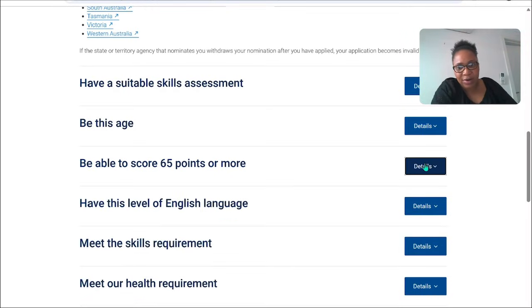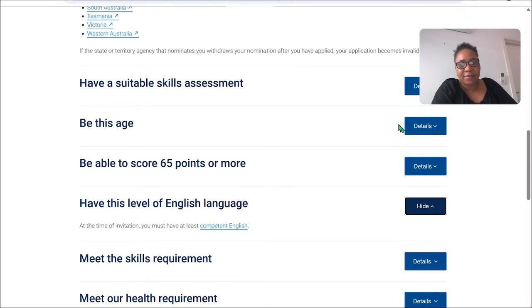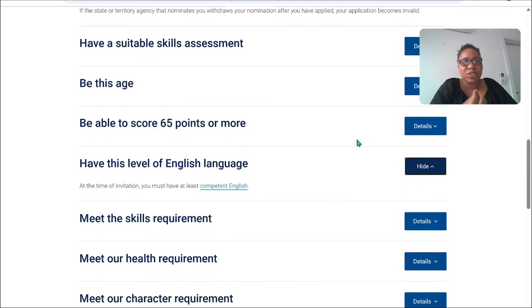So this is another requirement. Then you must have some kind of English competence. So there is competent English, there is proficient English, then there is superior English. All these levels of English come with points for you. Remember, this is a point-based visa.